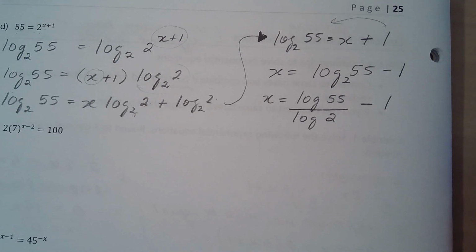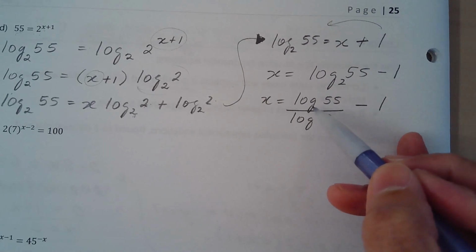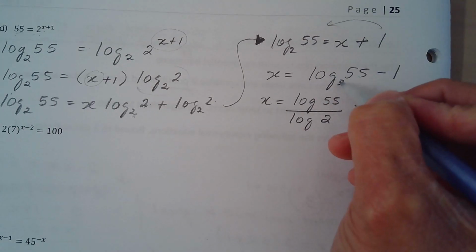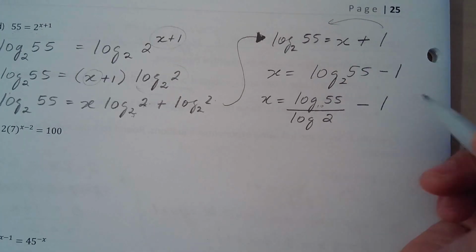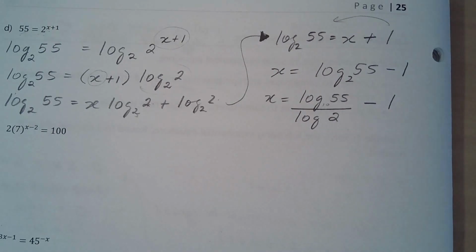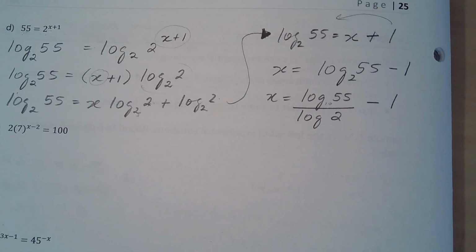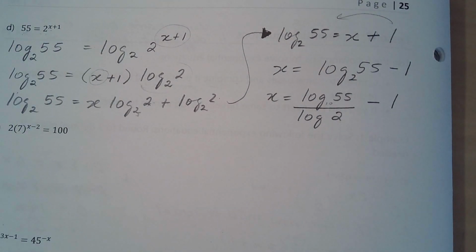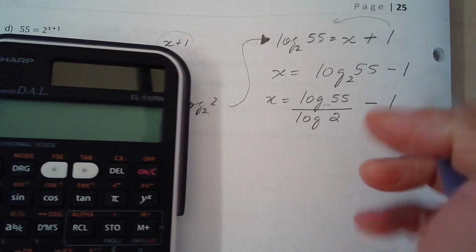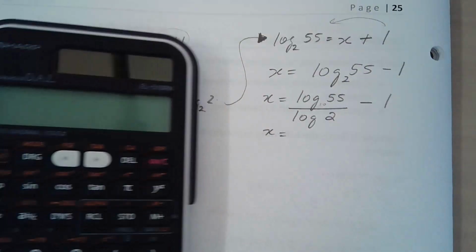Wouldn't it be log 55 base 2 divided by... No, we're changing the base. We're now changing the base to base 10, because the only thing that we can do using a calculator is either log or natural log, right? Which is log as base 10. So yeah, let's go ahead and figure that out.